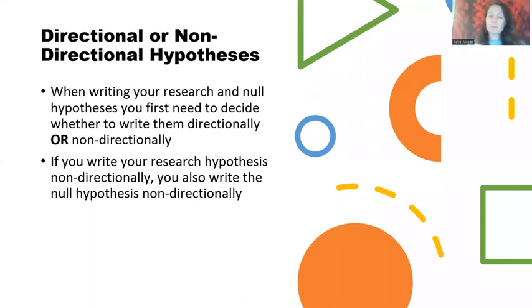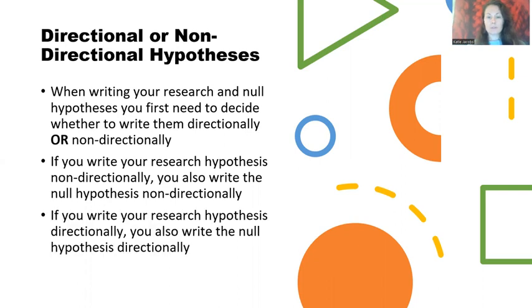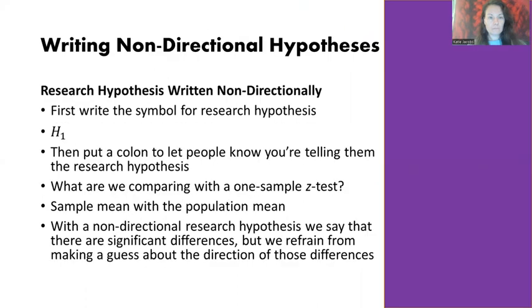If we write our research hypothesis non-directionally, we also write our null hypothesis non-directionally. If we write our research hypothesis directionally, then we also have to do the same thing to our null hypothesis. And that is because our research and null hypothesis cover every potential answer to whatever our research question is. All right, so you only write them directionally or non-directionally. You do not do both of these things. And sometimes students get a little bit confused about that, but you only write them one of these ways.